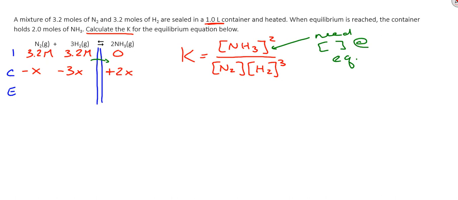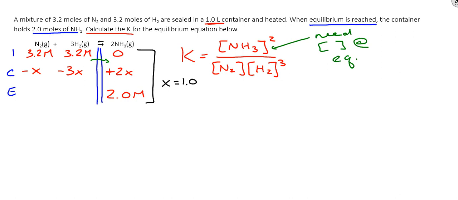There was one more piece, though, that they gave me, and it was this right here. It says, when equilibrium is reached, the container holds 2 moles of ammonia. So that means I know that I already have that amount. So the minute that that has happened, what has occurred is a real simple but very important algebraic relationship there, right? From 0 to 2, there's a change of 2x. So I can solve for the very fact that x must equal 1.0, right?